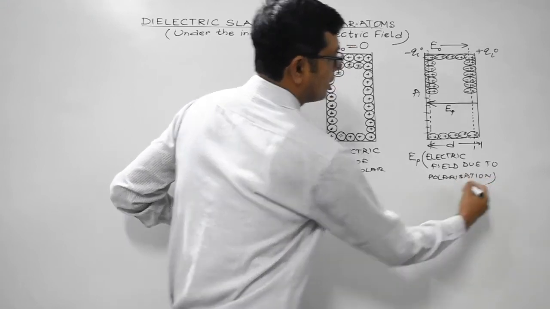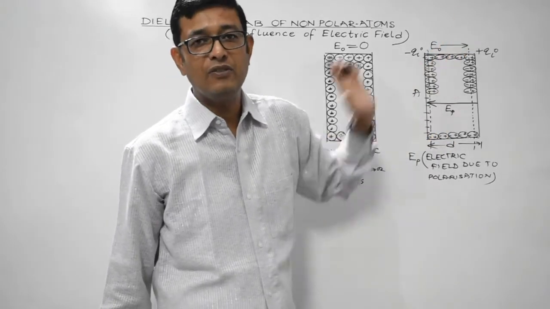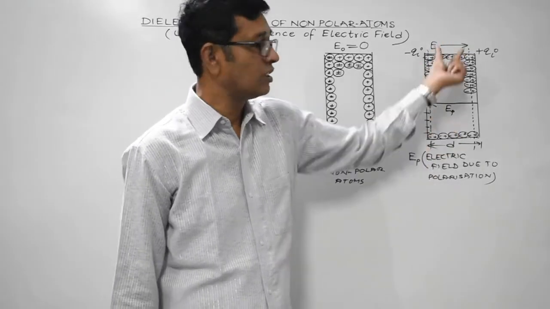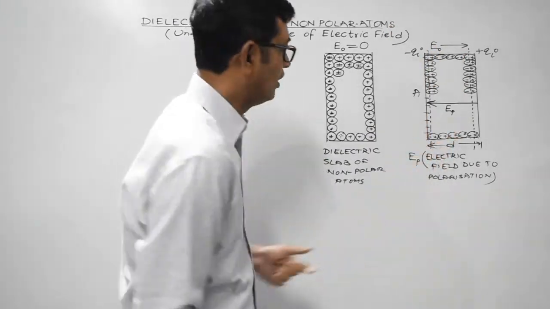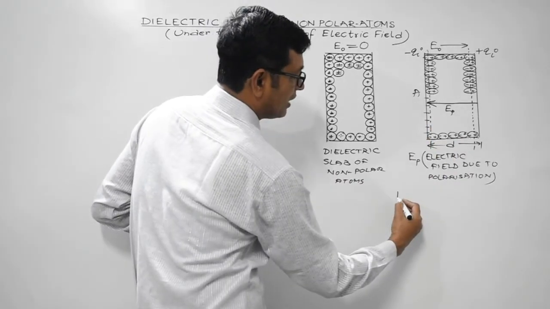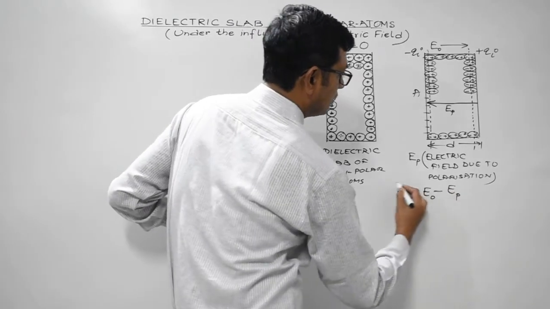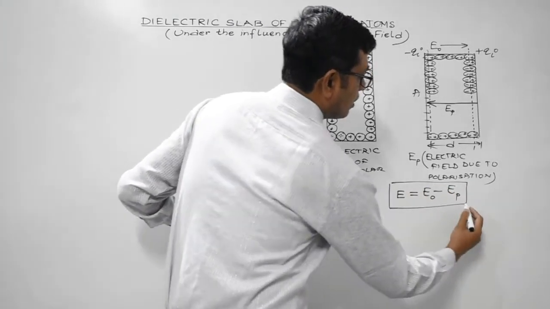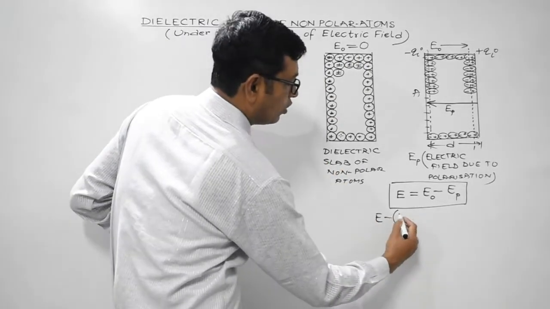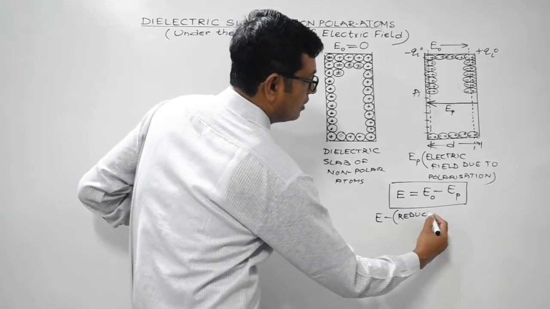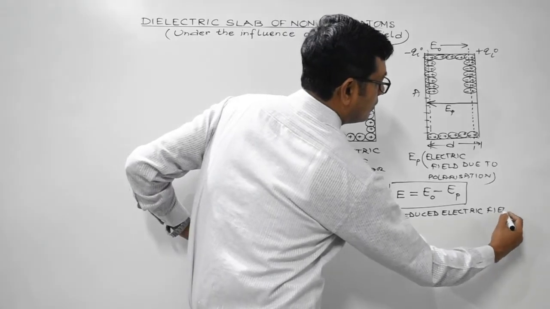As is clear from the diagram, the direction of EP is opposite to that of the applied field. So obviously it is opposing the applied field. So the net field inside the dielectric will get reduced, and it will be given by E0 minus EP. This is a very, very important statement. This E is the net field inside the dielectric slab and it is known as the reduced electric field.